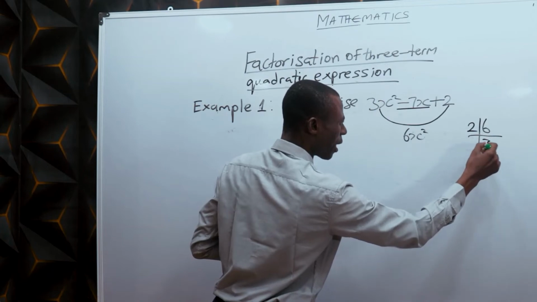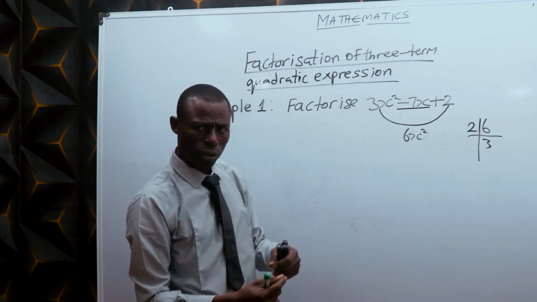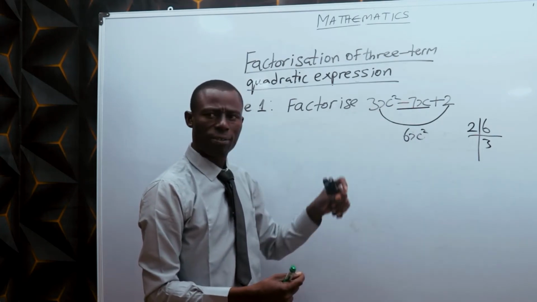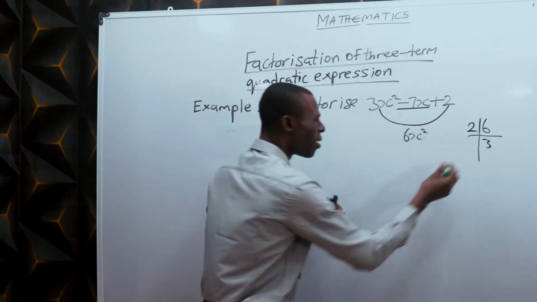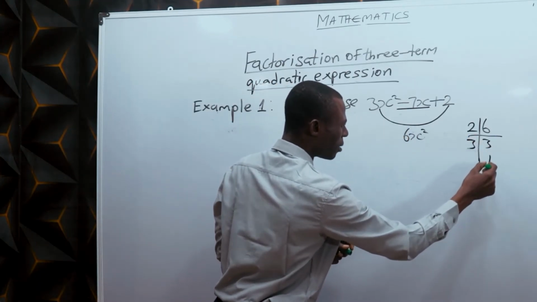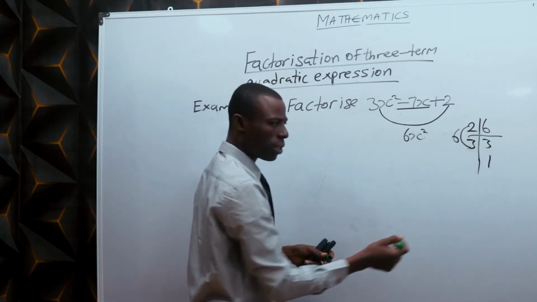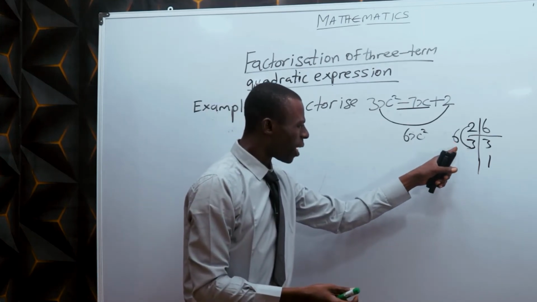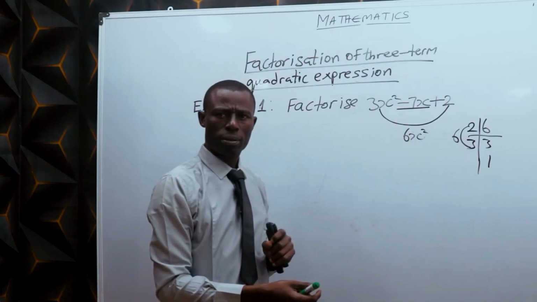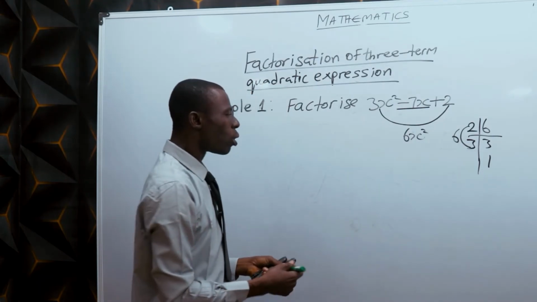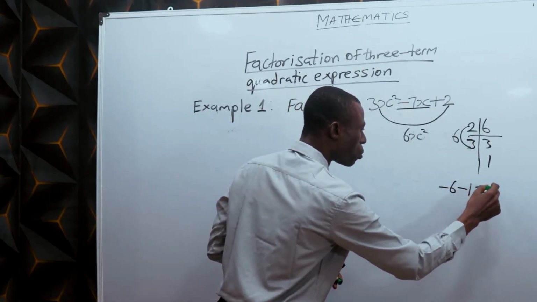2 and 3. You now ask yourself, can 2 and 3 be subtracted from each other or be added to each other to give negative 7, which is the coefficient of the middle term? Definitely the answer is no. Move on. 6 and 1. You now ask yourself, can I manipulate 6 and 1 to give me minus 7? Answer is yes. But how? You will write minus 6 minus 1 to give you minus 7.